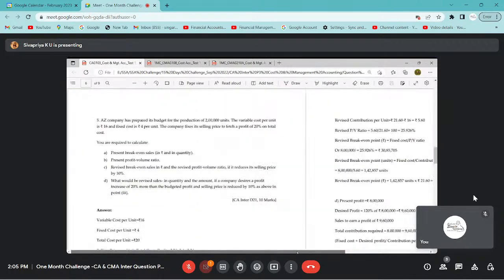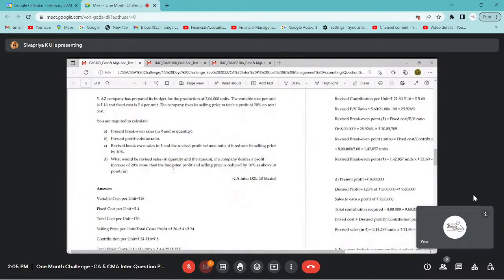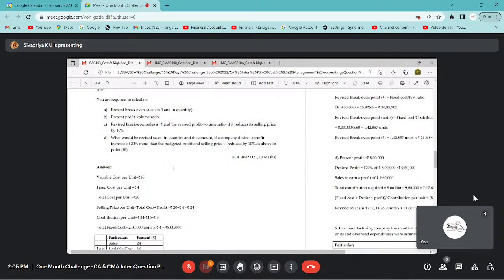Then question number 5, of Varco. They have given some data of the production, variable cost per unit 16, fixed cost per unit is given, and the company fixes its selling price to reflect a profit of 20% on the total cost. Now you are required to calculate: the present break-even point, PV ratio, and revised break-even sales if the selling price is reduced by 10%, and revised sales if the company desires a profit of 20% more than the budgeted profit and the selling price is also reduced by 10%.